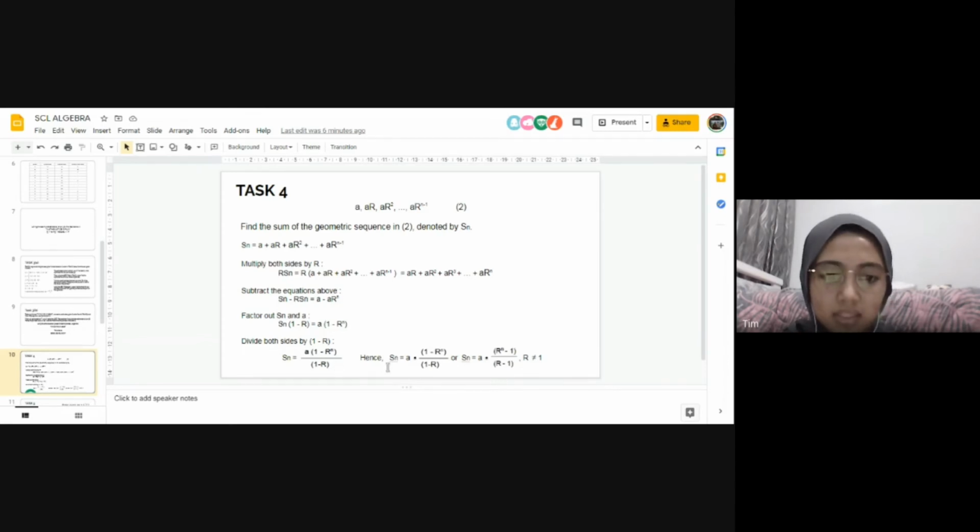This shows that Sn is equal to a multiplied by (1 minus r to the power n) over (1 minus r) if r is less than 1, or Sn is equal to a multiplied by (r to the power n minus 1) over (r minus 1) if r is larger than 1. So this means that r cannot be equal to 1.